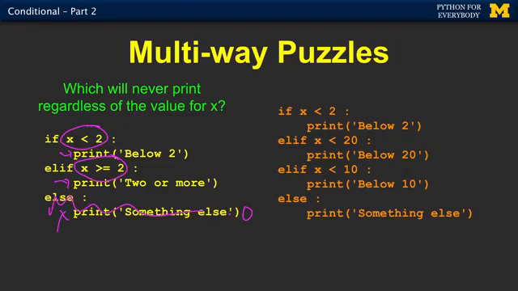Now I wouldn't even draw this way. If I was going to write this code, I would probably just make this be an else, colon, and this not be there. But this was more of a puzzle than anything else.